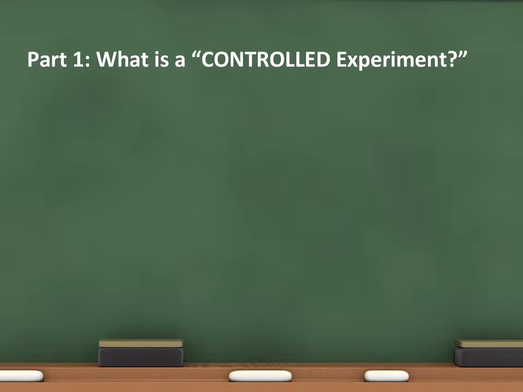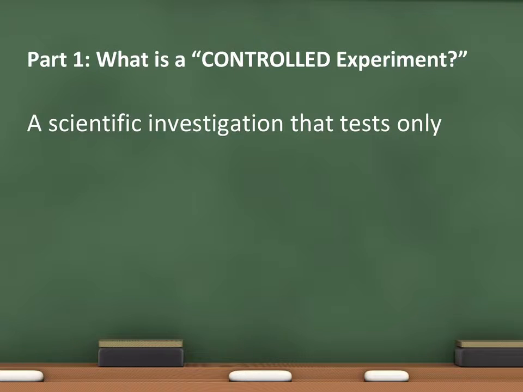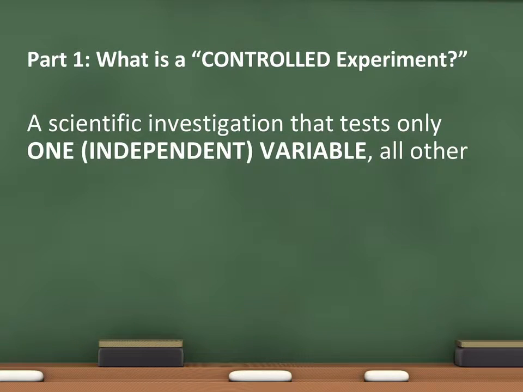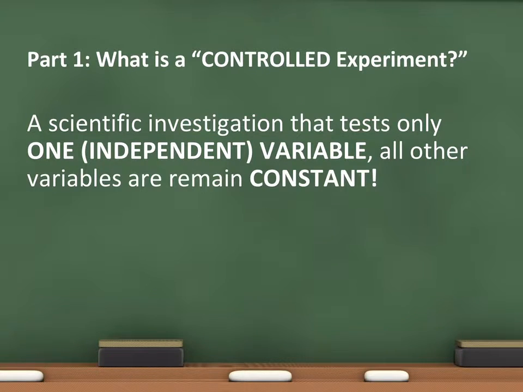Part one, what we want to talk about first is, what is a controlled experiment? A controlled experiment is a scientific investigation that has only one independent variable, and all other variables remain constant. So if we have multiple variables, this is not what we're going to be looking at. We are just changing one variable, and that variable is called the independent variable.